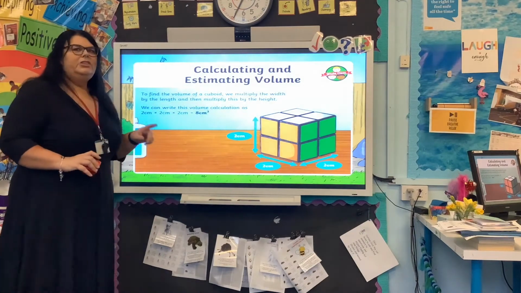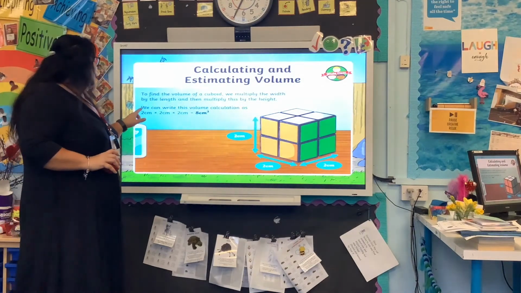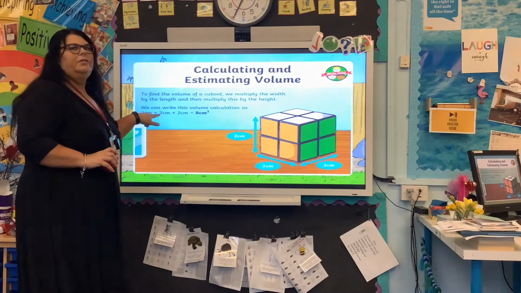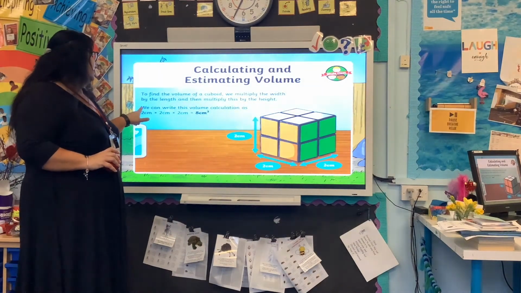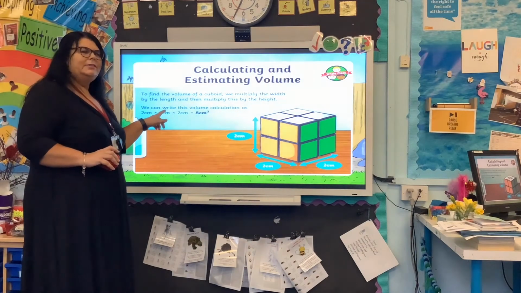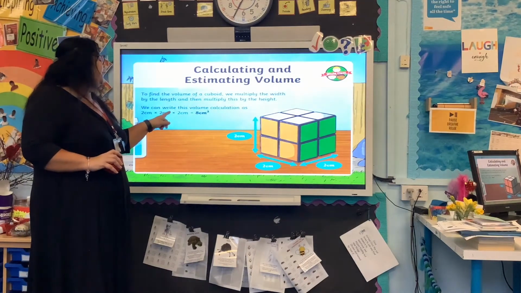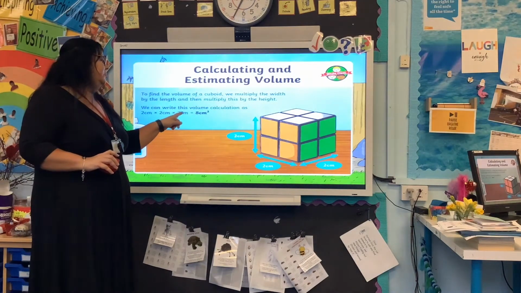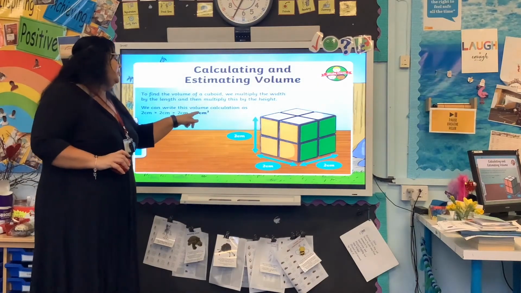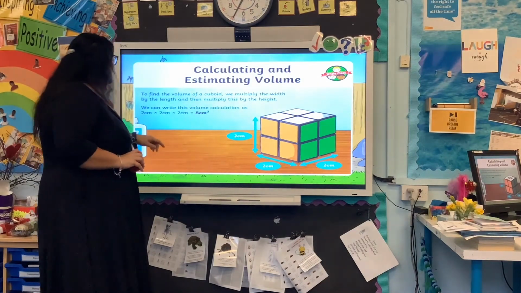The thing that you need to remember, and this is where mistakes might happen, is that you do the first two, this sum first. So 2 times 2 is, I know you're all shouting at the screen, 4. Then you do 4 times 2, which equals 8 centimetres cubed.